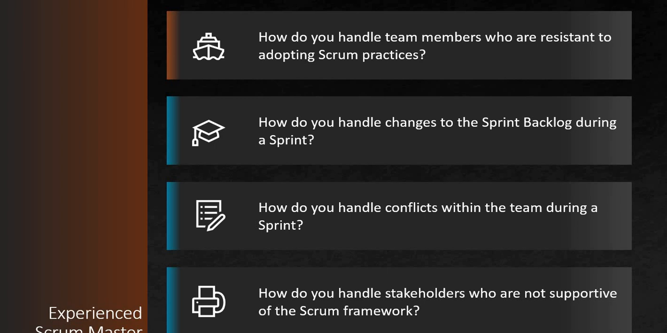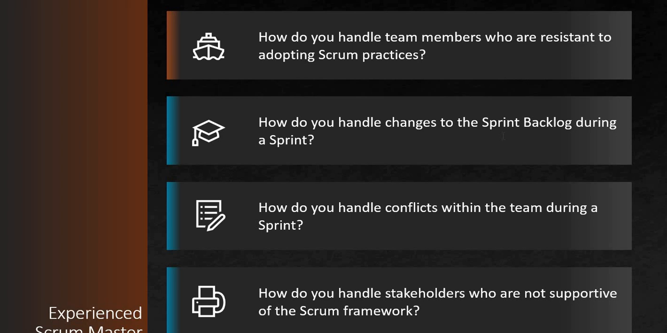How do you handle conflicts with the team during a sprint? Conflicts are inevitable in any team, and it's important to address them promptly to maintain team morale and productivity. As a Scrum Master, I would start by having a conversation with the team members involved to understand the root cause of the conflict. I would then work with the team to identify possible solutions and help them to reach a solution. If necessary, I would bring in an outside facilitator to help the team work through the conflict.